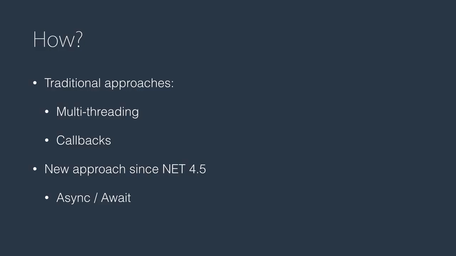Now, how do we do that? Well, traditionally in C#, we had 2 common approaches. One was using multi-threading, one was using callback methods. Both these approaches are complex to learn and understand. So in .NET version 4.5, Microsoft introduced a new asynchronous programming model, which is called task-based asynchronous model. And we achieved that by using async and await keywords. And that's the topic of this lecture. So let's jump into Visual Studio and learn about async and await.